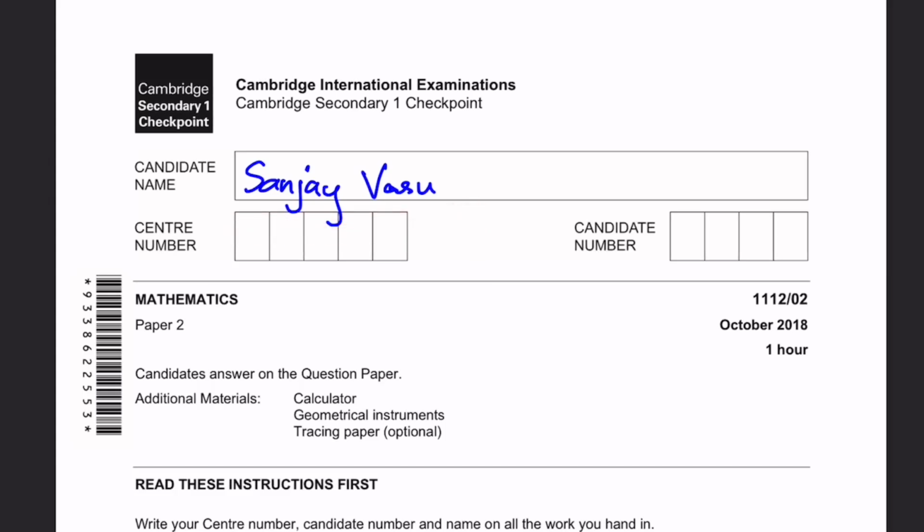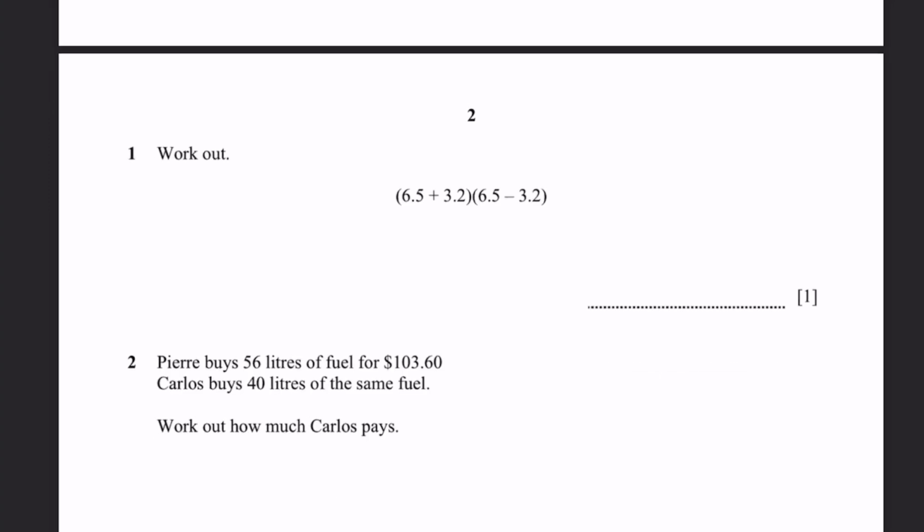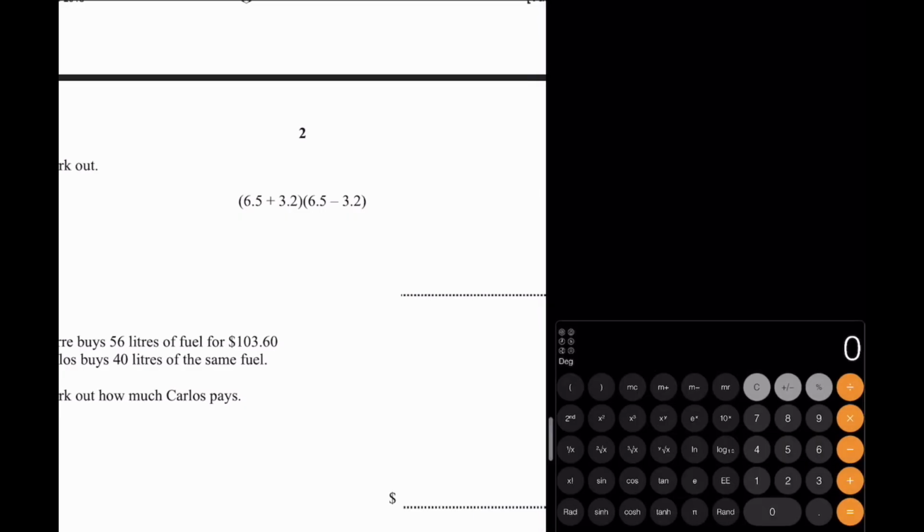This time I'm doing it on Cambridge Secondary 1 Checkpoint for Mathematics Paper 2, October 2018. You're allowed to use a calculator. Let's start. Question 1. Work out 6.5 plus 3.2 into 6.5 minus 3.2. So let's get our calculator out. This will just be equal to 6.5 plus 3.2, that'll be 9.7, multiplied by 6.5 minus 3.2, which is 3.3.